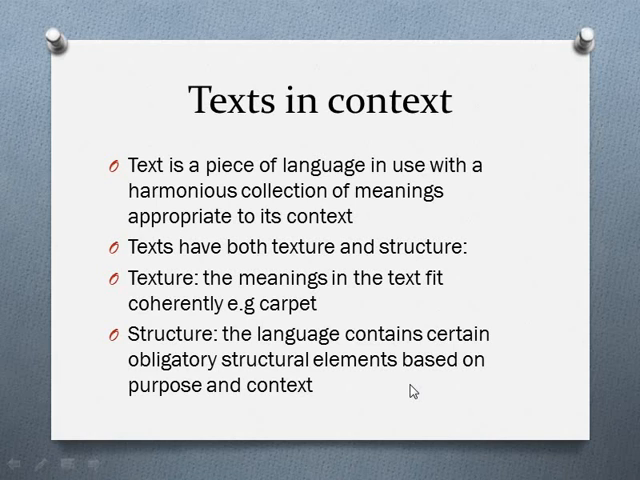And for example, when we talk about text type, like procedure text, there must be elements. The first is ingredients, and then the next is steps. Okay, so those are the structural elements. So every text has texture and structure.